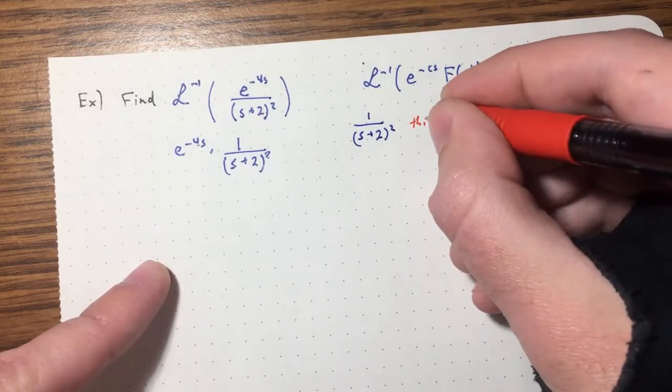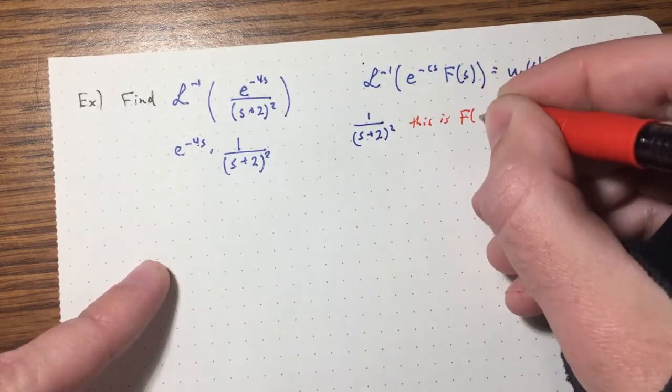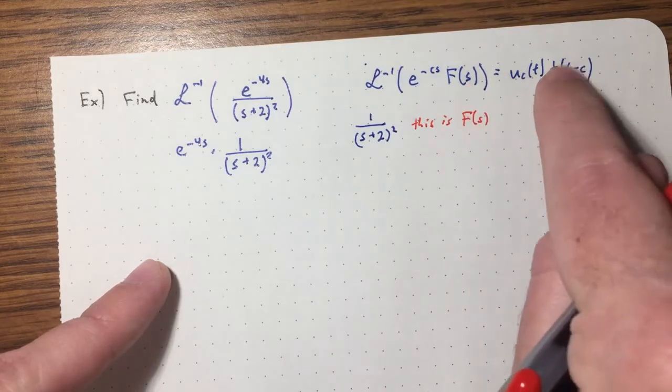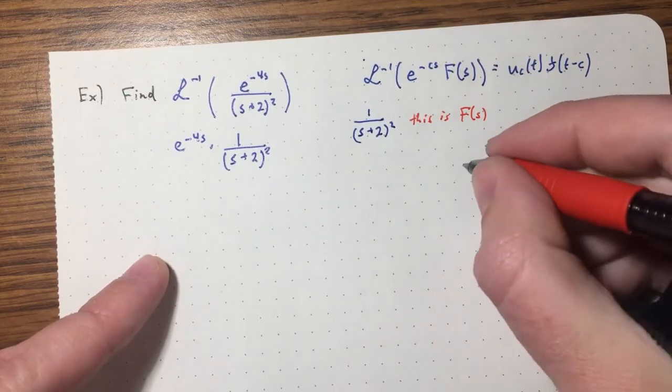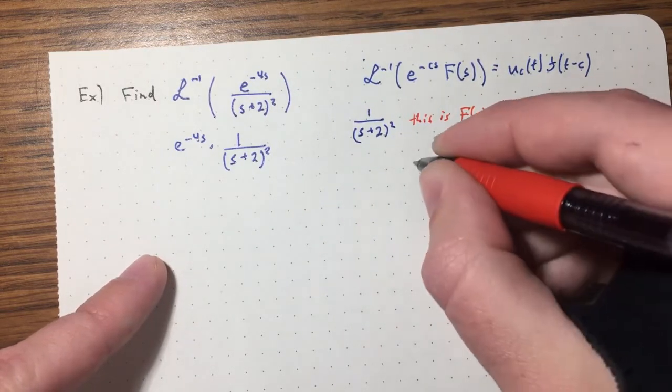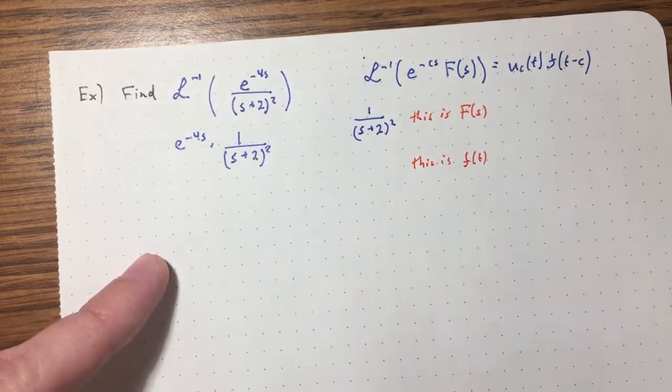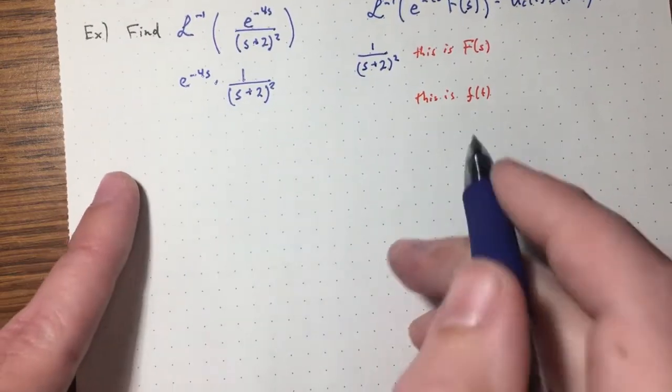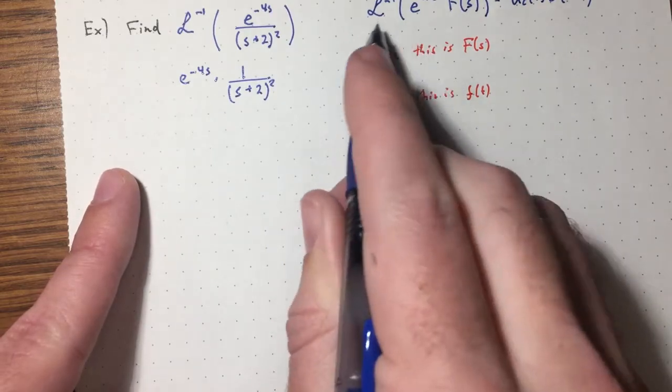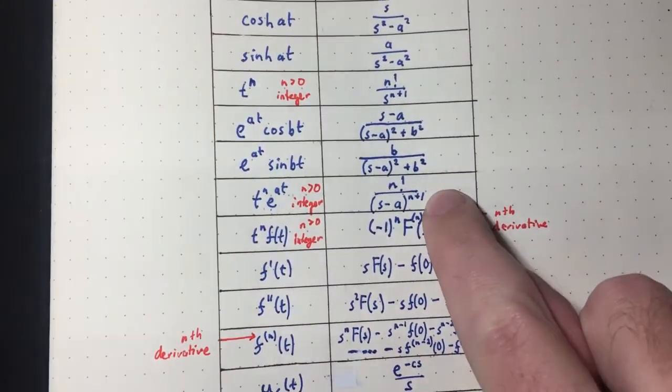So this is capital F of s. Let's go backwards. We need little f of t minus c. First of all, what's little f of t? I'm going to write it down in a second. Little f of t is the inverse Laplace transform of this one, so I'm going to use this formula here.